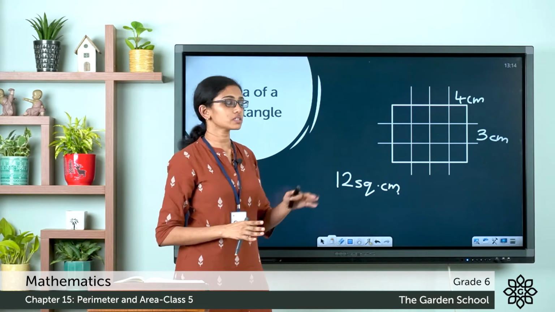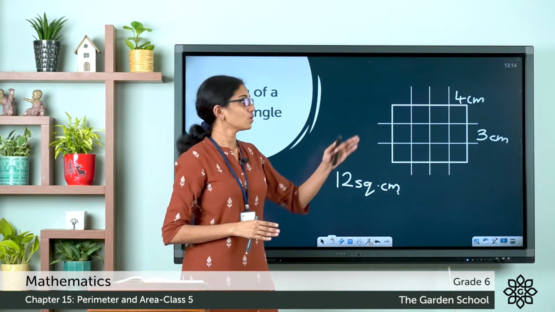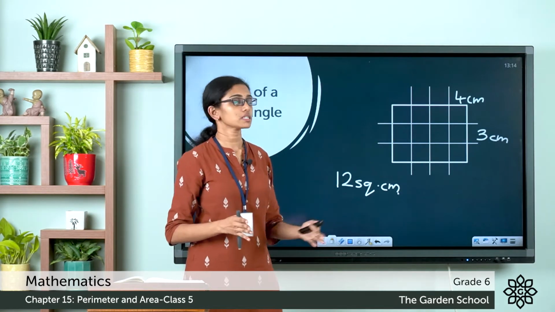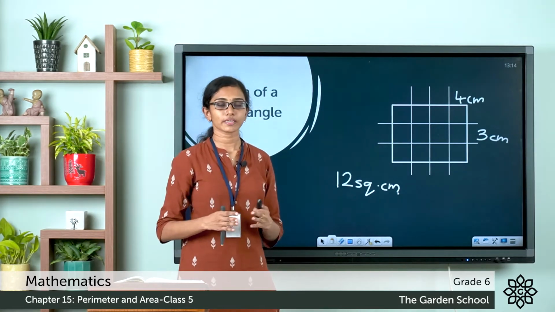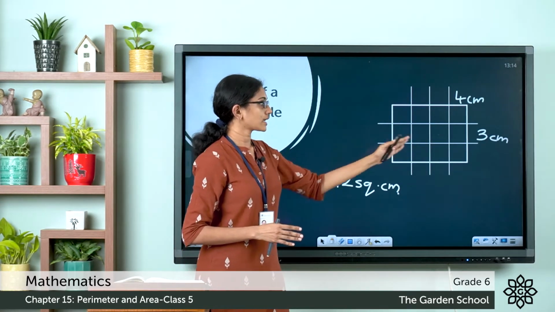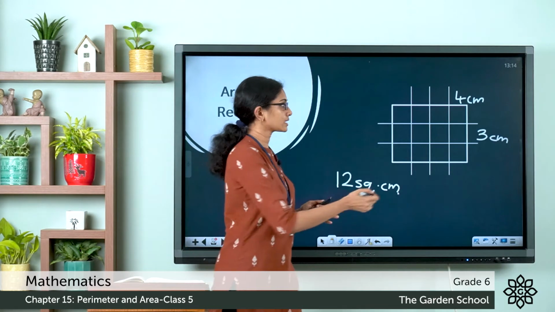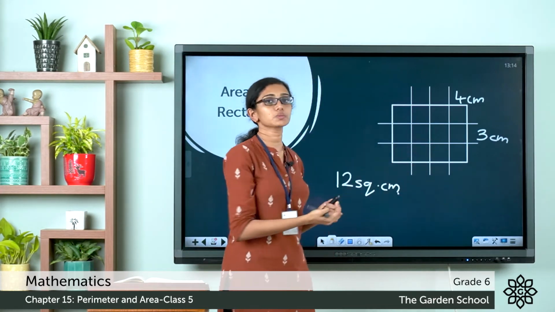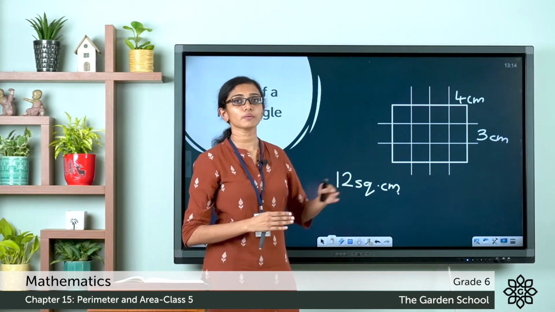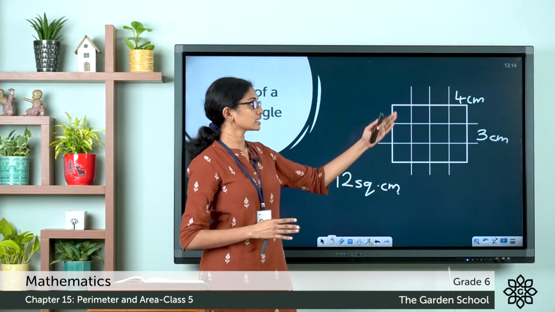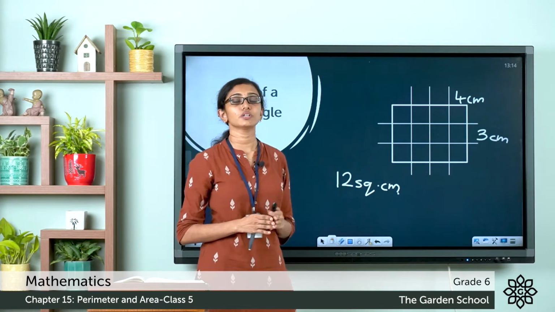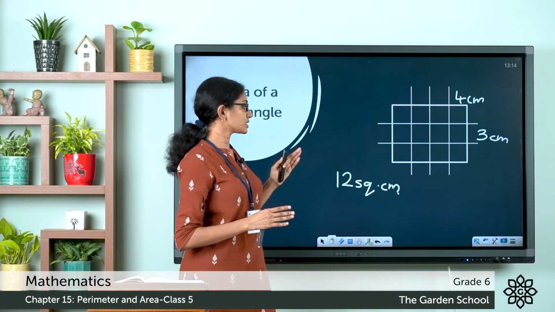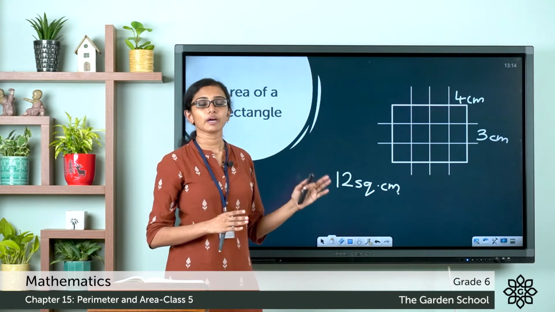Now we know this 12 is equal to 4 into 3, which is the length into breadth. Or we can say this rectangle is drawn on this square grid and the total number of squares covered by this will be equal to the number of rows into the number of columns. So here in this case, it is the length into breadth, which is equal to 4 into 3 and that is equal to 12, the area covered by this rectangle.